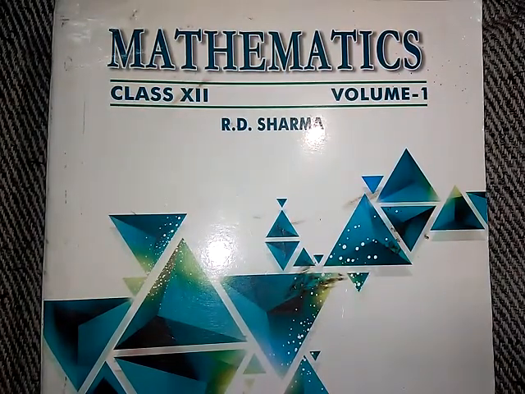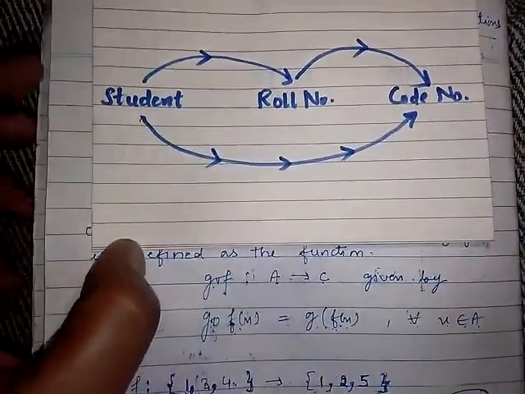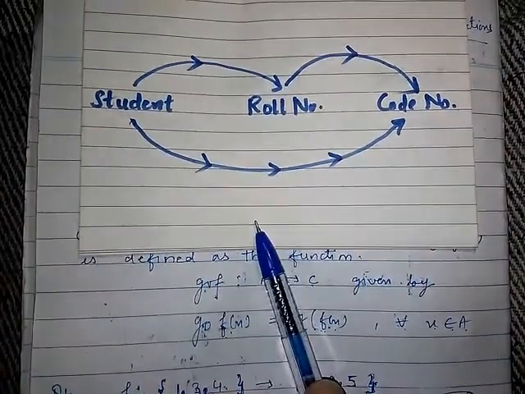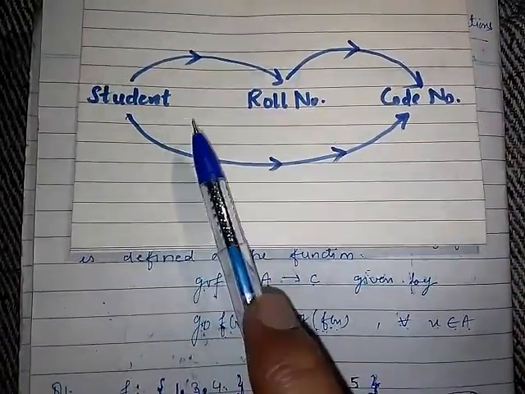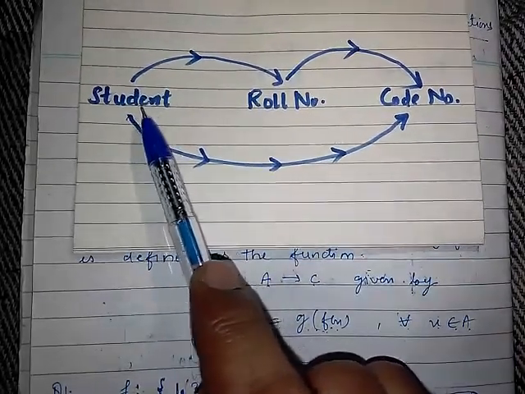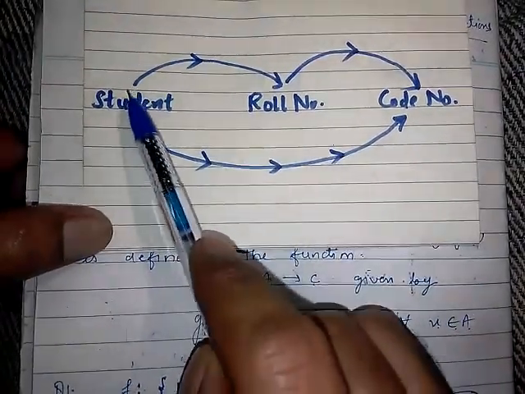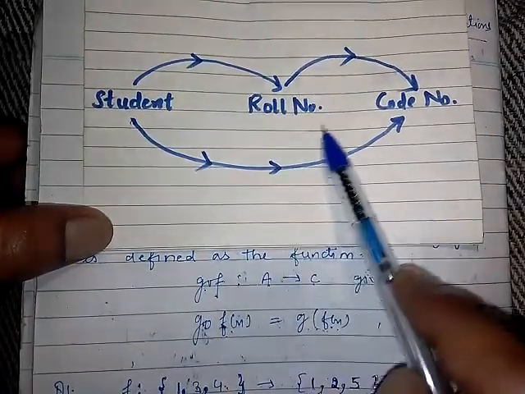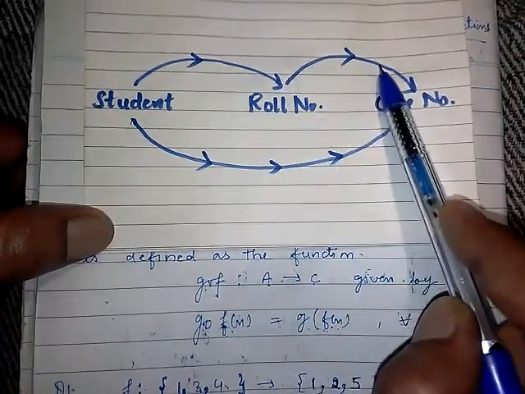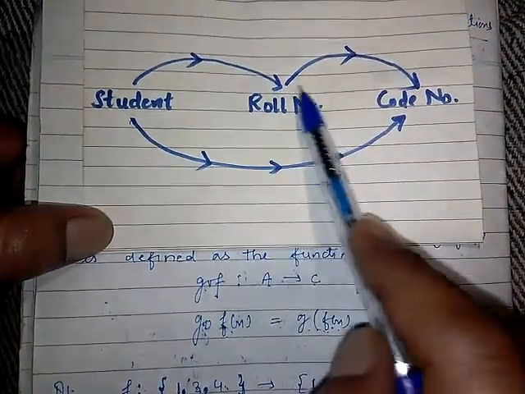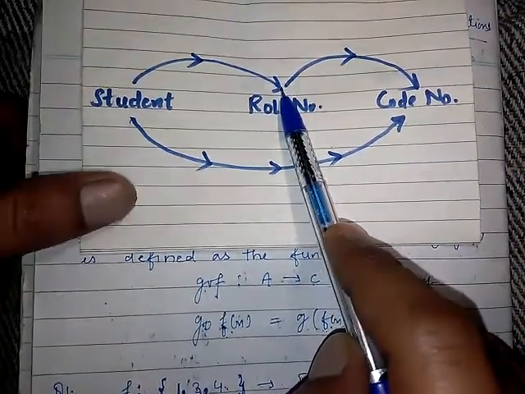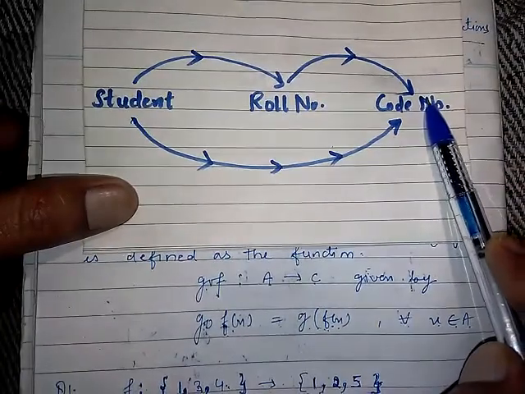Before moving to today's topic, let me discuss a simple example from your general life. All of you are in 12th class, and definitely you have passed the 10th class board exams. What is happening there? A student is given a roll number, and while the answer sheets go for checking, for the sake of confidentiality, the roll number slips are removed from the answer sheets and code numbers are generated for the answer sheets.